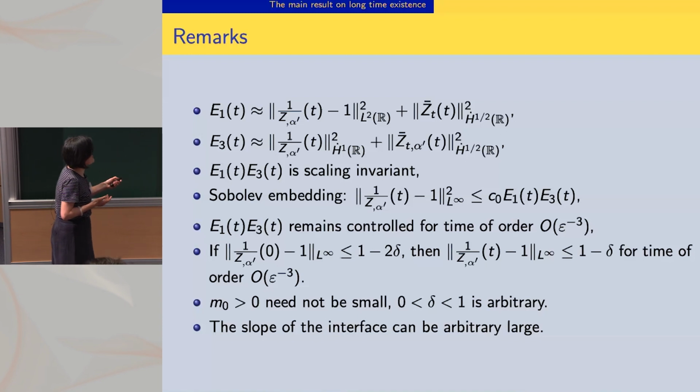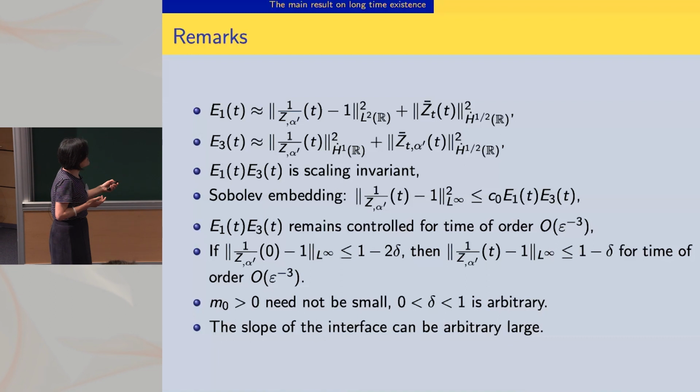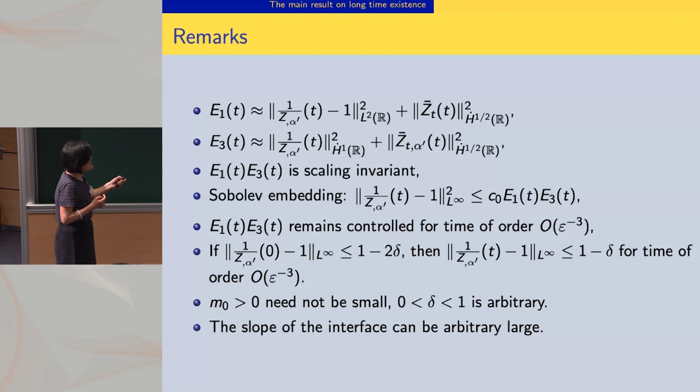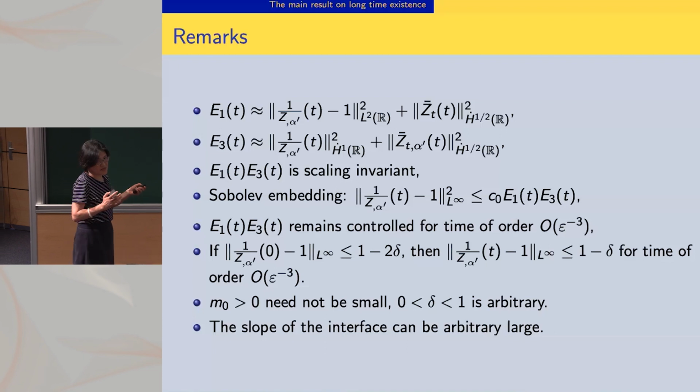E1 and E3, so this M0 is just a universal constant. As long as I make sure that C0 times M0 squared is less than 1, I'm okay. And delta can be arbitrarily close to 0. We know this quantity controls the steepness, so this means that the steepness can be arbitrarily large here.